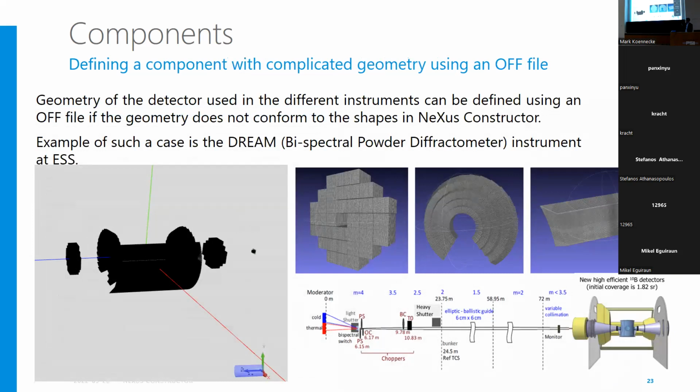So we sometimes need to use more complicated cases. And that's when we implemented the possibility to load OFF files to describe geometries. This is a real example of such a case in the DREAM instrument that's being designed at ESS, which is a bispectral powder diffractometer. And this has several detectors with very complicated shapes. Here we just loaded OFF files and generated a file, added the choppers, added the monitors, the slits, everything. And it was less than half an hour of work to generate a compliant Nexus structure.